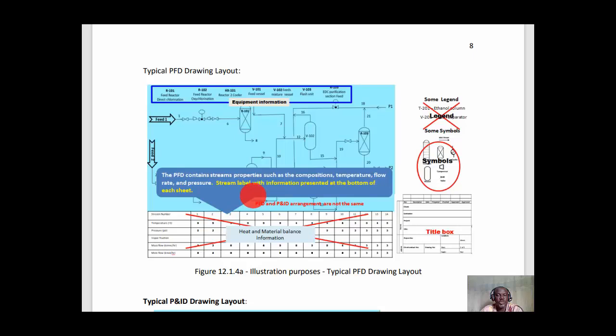The PFD contains stream properties such as the composition, temperature, flow rate, and pressure. The stream label with the information is presented at the bottom of each sheet. Then we have the drawing space and some of the equipment information. Then we also have some of the legend symbols here, and of course the title box or the title block.